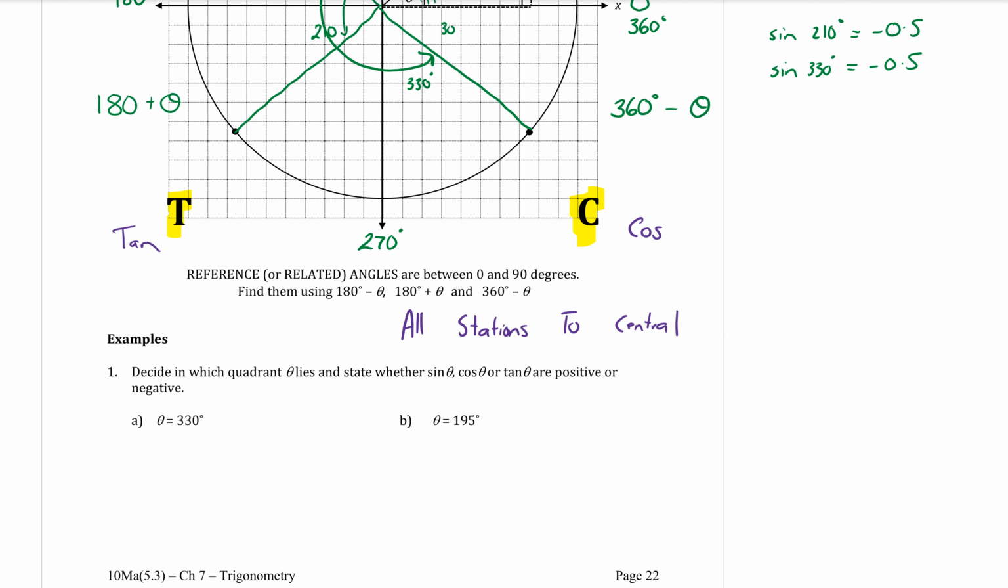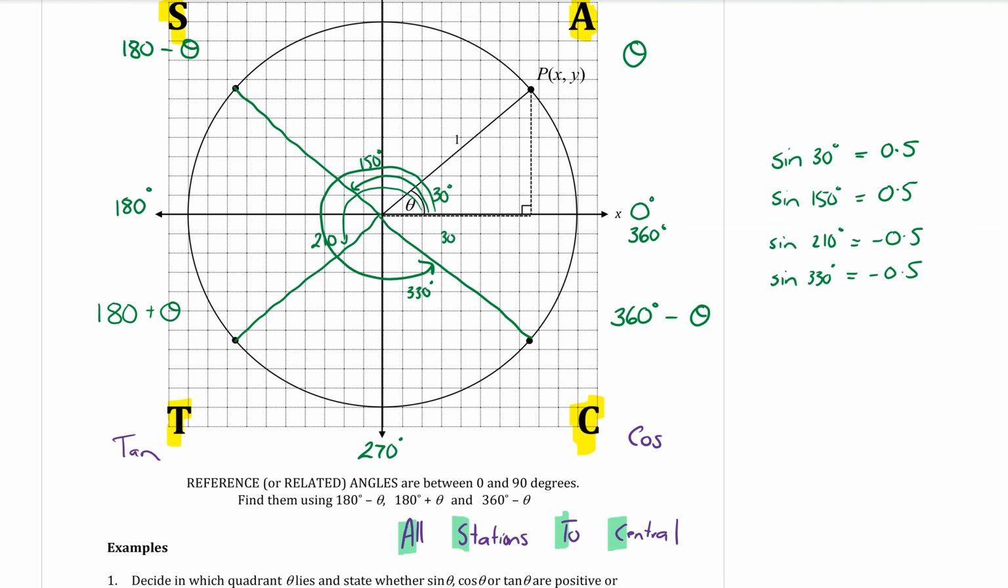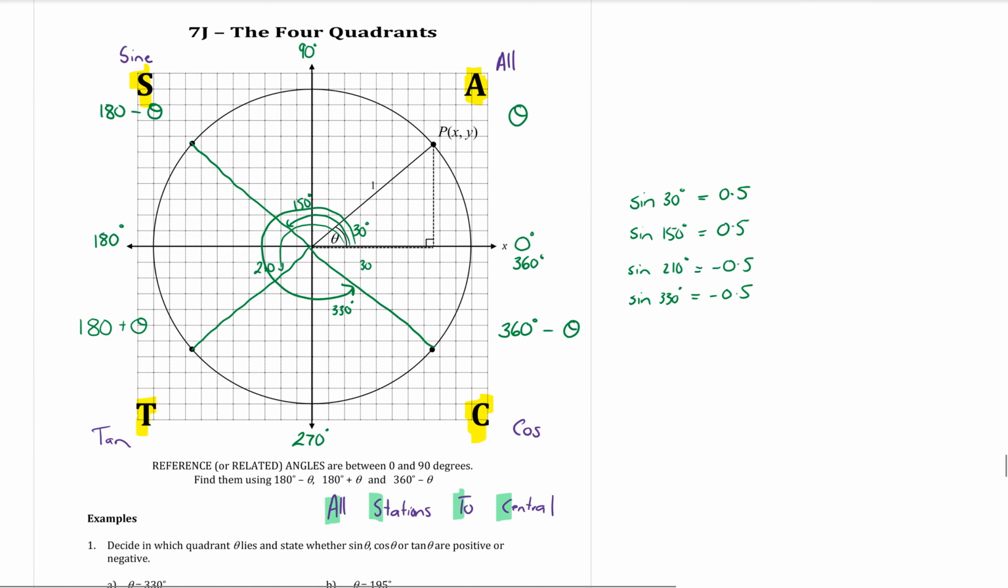Okay, so you'll often hear people saying "all stations to central," which is reminding you of the order A, S, T, and C as you go in an anti-clockwise direction around that circle. Okay, so we're going to practice this with the example that's down below.